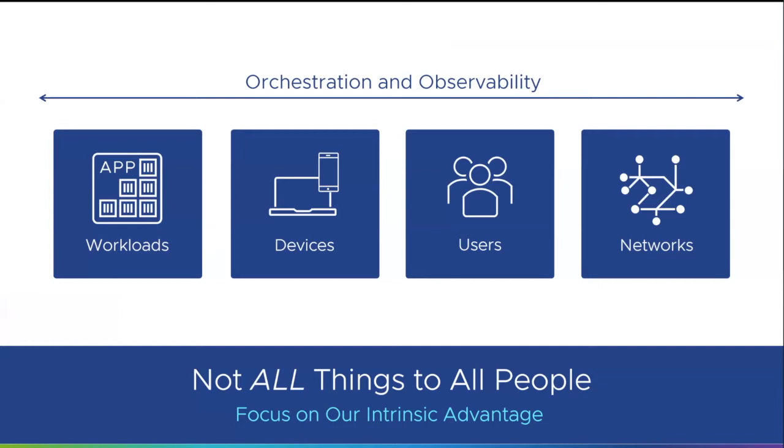Now, VMware's approach to security, we are not trying to be all things to all people. We're trying to focus on our intrinsic advantages. And what we mean by that is we know where we have strengths, and it's these four boxes, and those are the areas that we're going to focus on. And so areas that we're not going to focus on as a result would be things like email security or identity. And that's where we'll be building out a strong ecosystem with some of the leading vendors in those spaces.